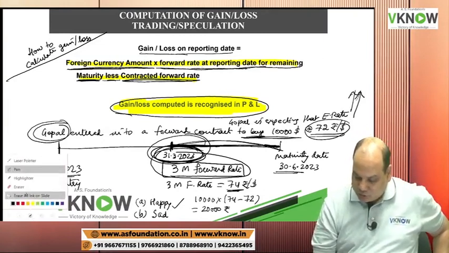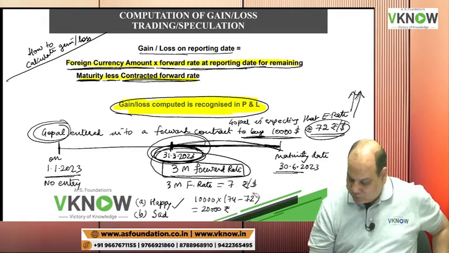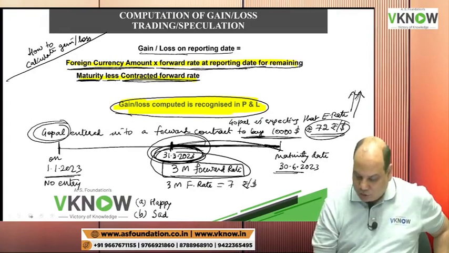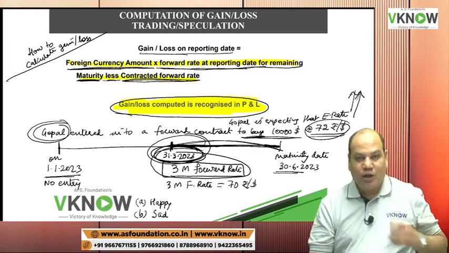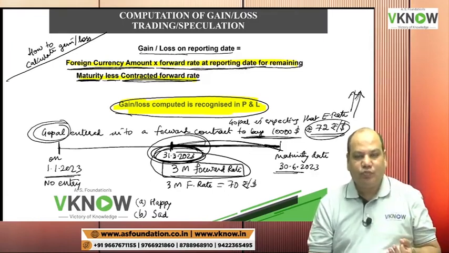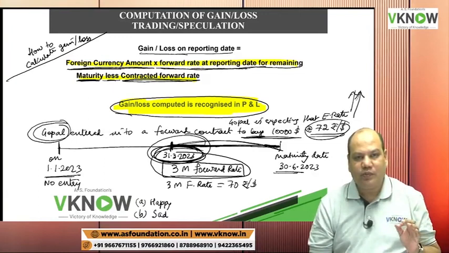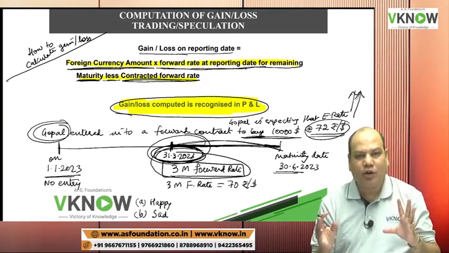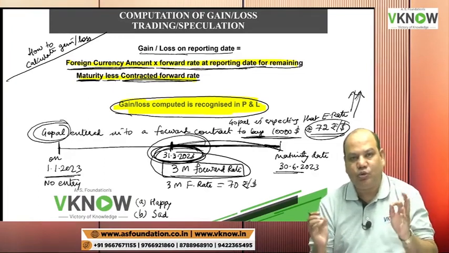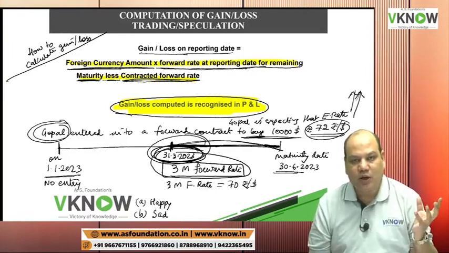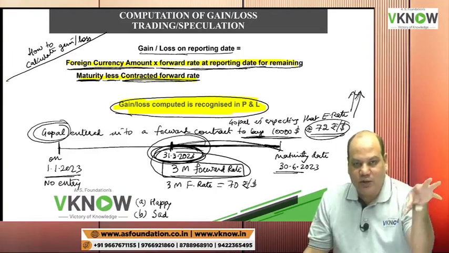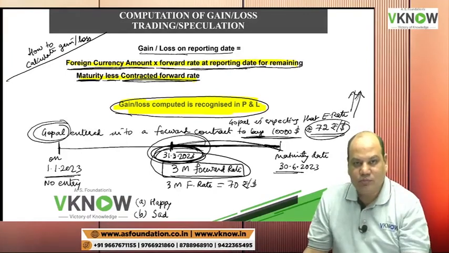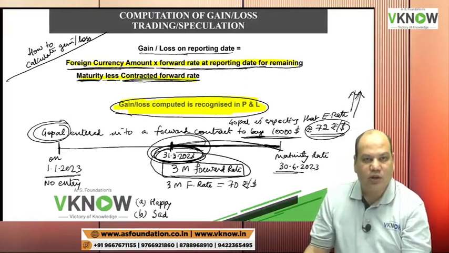I will just change the question slightly. Suppose, instead of 74, the 3-month forward rate on 31st March is 70. That means the same forward contract can now be entered into at 70. Gopal was expecting the rate will go up. What the market is indicating is the rate is going down, because now the forward is available at 70.